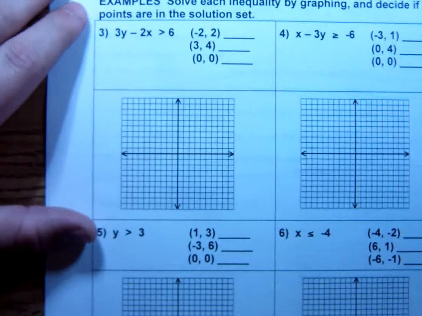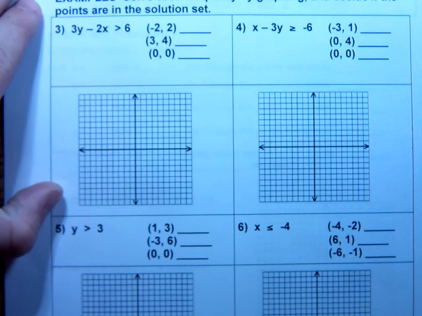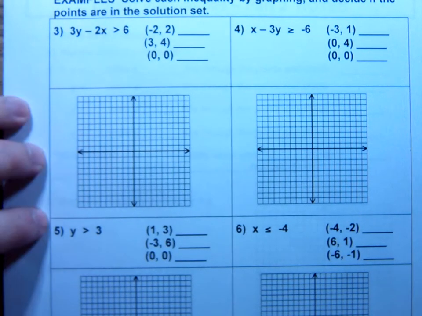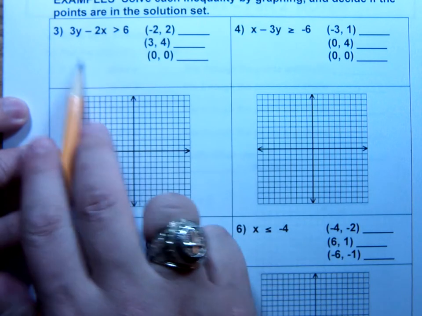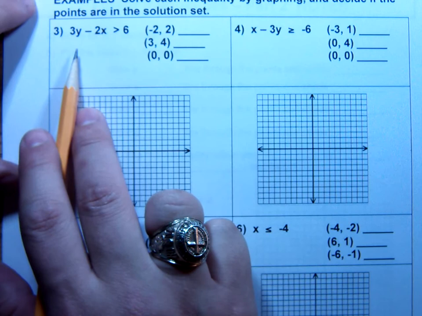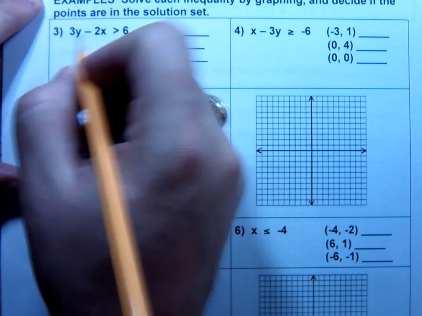So we're going to graph these inequalities, and then we are going to decide if the points are in the solution set or not. Okay? Well, if we look at our very first one, we see that it's not in y equals mx plus b form. So I need to put that into y equals mx plus b. So I need to solve for y.